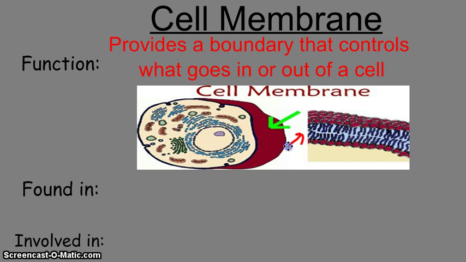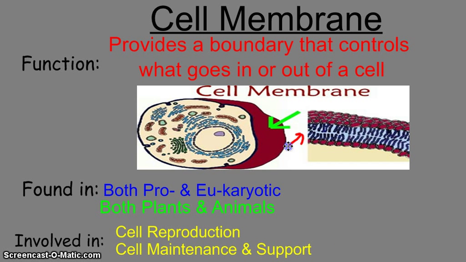It's found in both prokaryotic and eukaryotic cells, which will include both plants and animals. And it's involved in two main processes. It's involved in the cell reproduction piece, as well as the ability of the cell to maintain itself and support itself. So it's cell maintenance and support. If we look at it in terms of the characteristics of life, it definitely is involved in the maintaining of homeostasis.